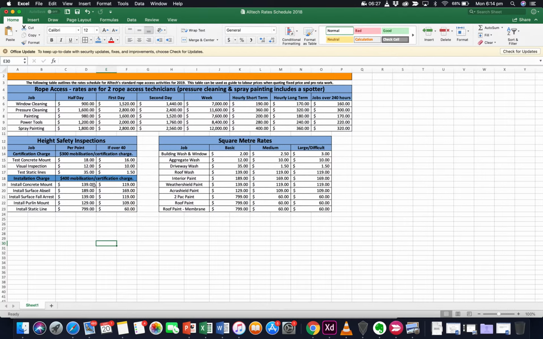Okay, now concrete mounts, 139 or 119. Again, it's per point, or if over 40, they're coming down. Now this column here with the cheaper prices, a lot of the time if we're doing new builds, I would advise on using these prices even if it's less than 40, guys. We just need to be more competitive.